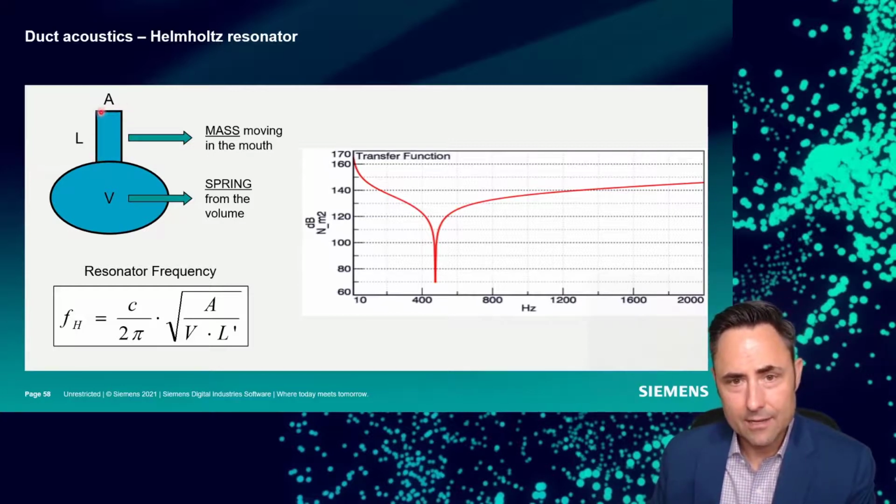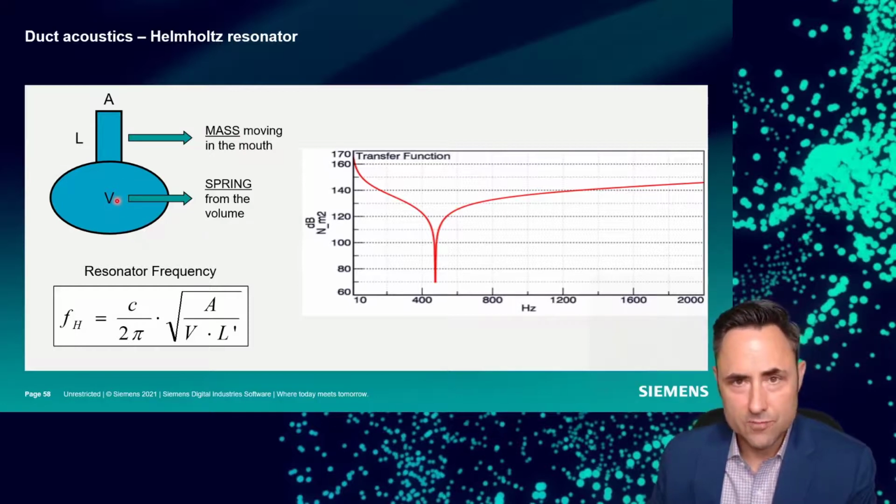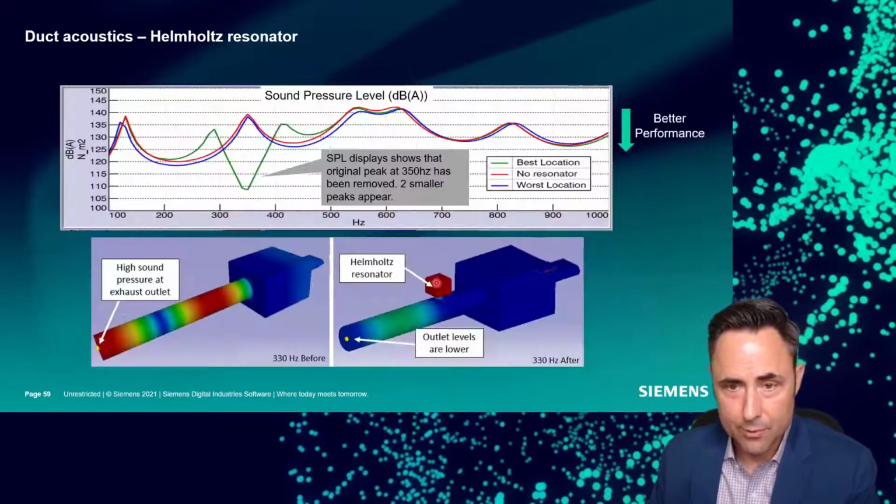And the neck mass essentially is equivalent to the mass in your spring mass damper, and then the volume of air here is equivalent to the spring. And so you tune the neck mass and the volume spring to essentially resonate at a certain frequency, and it'll help you by basically knocking out your transmission loss or drastically improving your transmission loss at a single frequency. So let's look at this in practice.